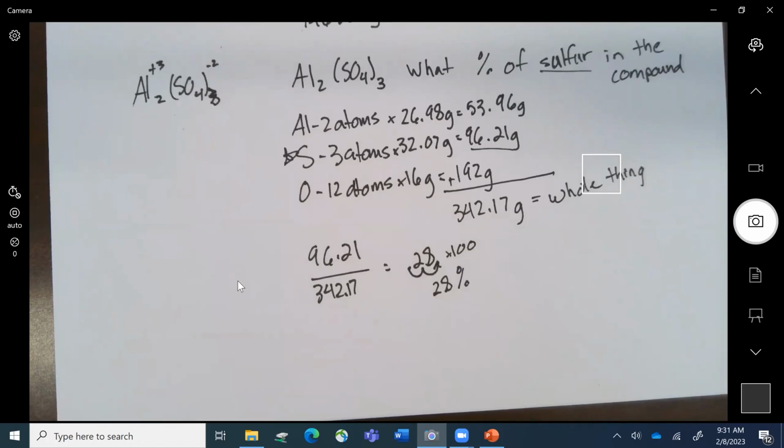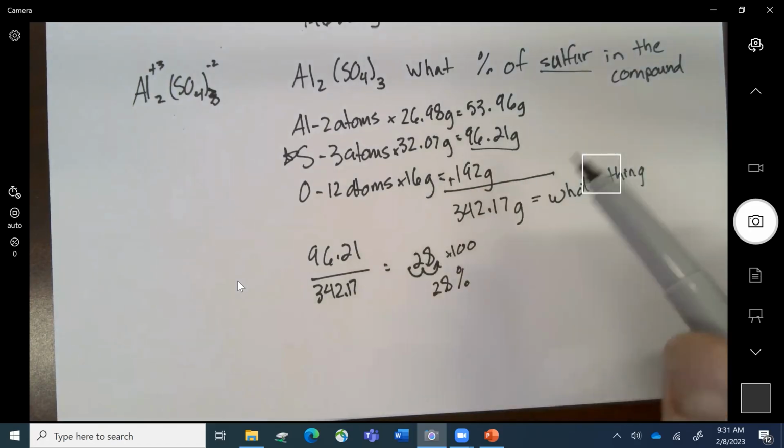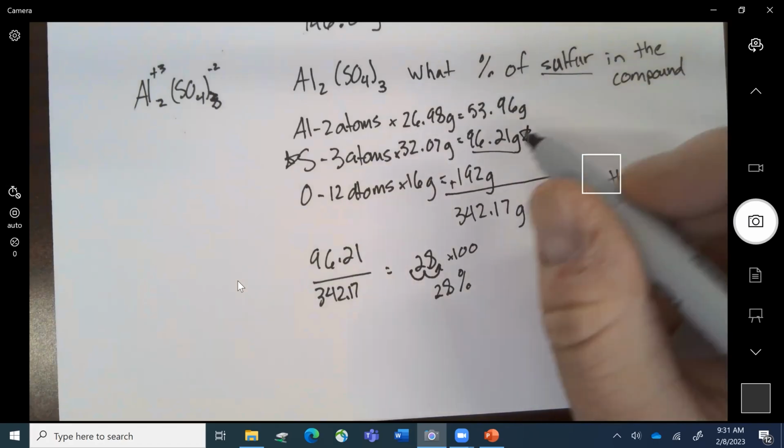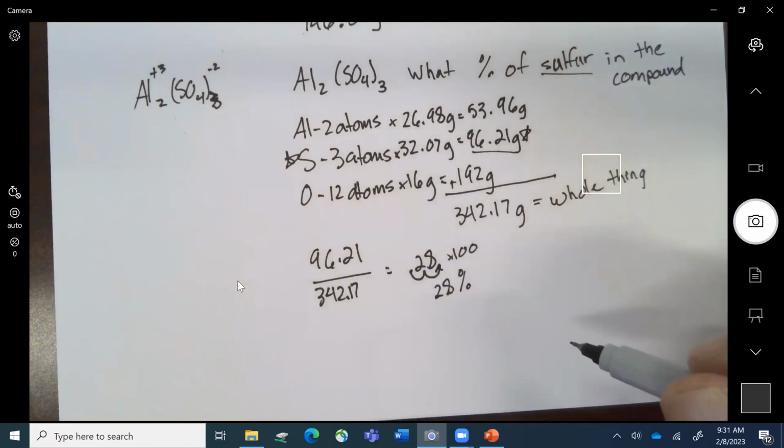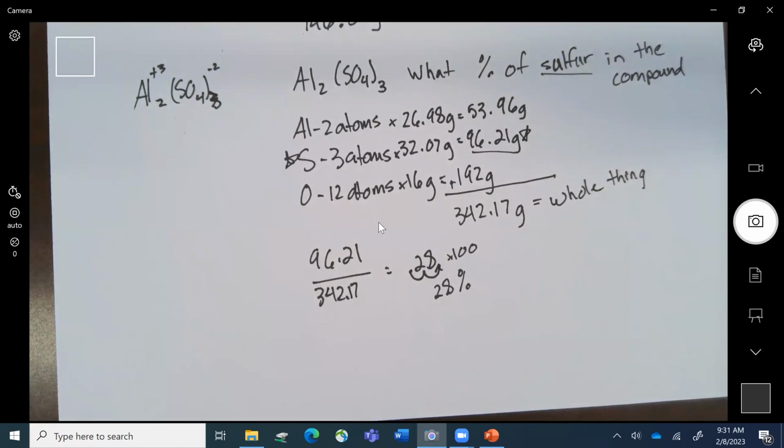Okay, does that make sense? So that's how you do molar mass percent. You do the atomic mass like we have, and then you find how much sulfur is there, and then divide it by the whole thing. And that gives you a decimal that you then just have to convert to a percent. Okay?